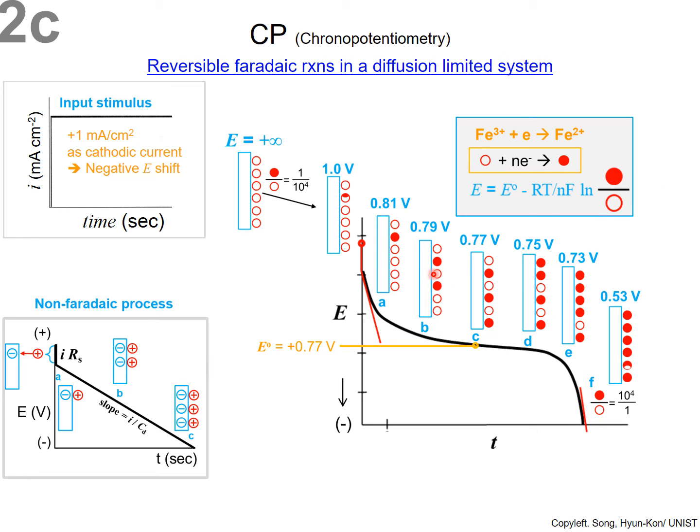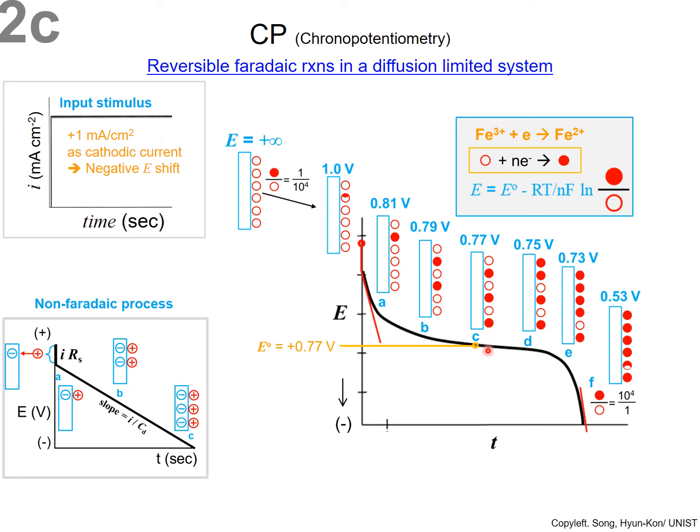The calculated value of the potential is estimated at 0.79 volt, so going down. And then one more reduction, 0.77 volt, one more reduction, 0.75 volt, and one more reduction, 0.73 volt. Finally, most of the molecules on the surface of the electrode are reduced. Then the potential is quickly going down. So like that.